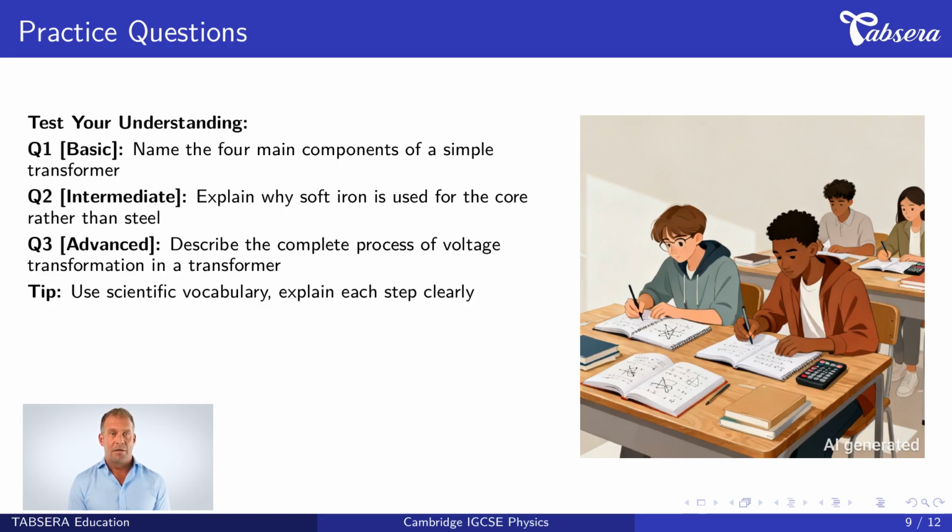Question 2 is intermediate. It states, explain why soft iron is used for the core rather than steel. This requires you to apply understanding of material properties. Question 3 is advanced. The question is, describe the complete process of voltage transformation in a transformer. This tests your analytical skills and understanding of electromagnetic induction.